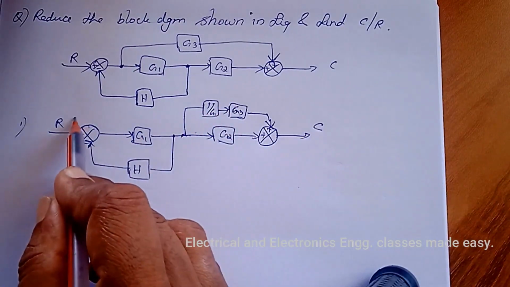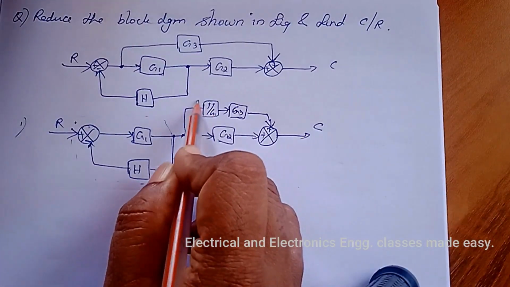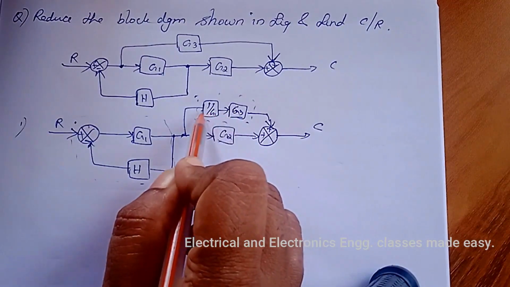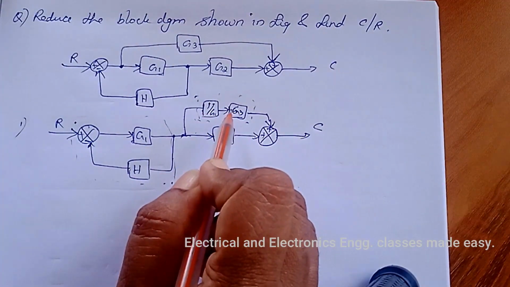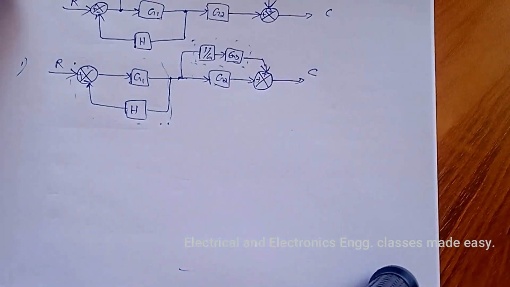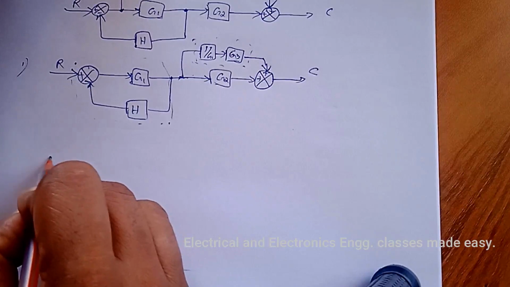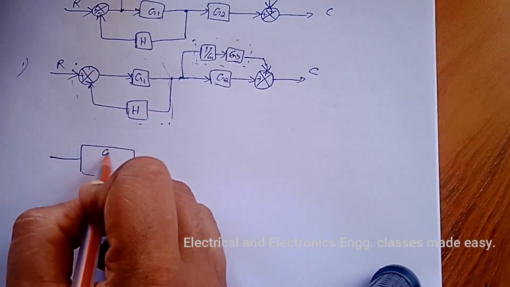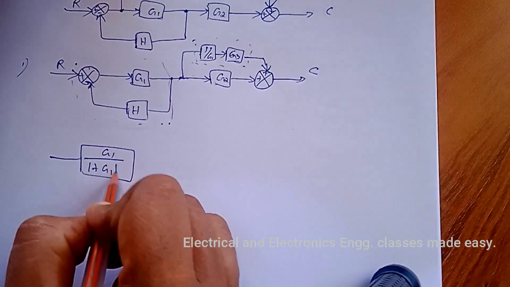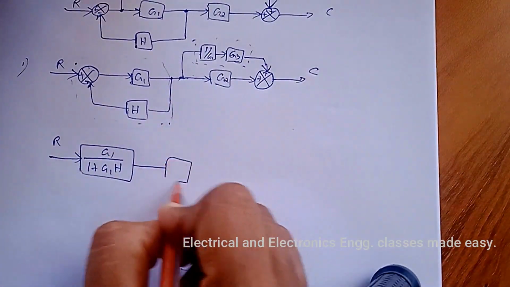Now we can eliminate this feedback path. Also we can combine these two blocks because they are in cascaded form. So after eliminating this feedback path, we get G1 divided by, this is minus, so 1 plus G1 into H. This is R. And now here G2 is there.